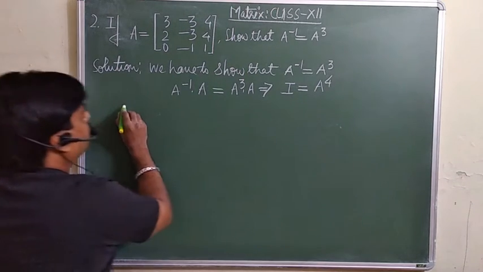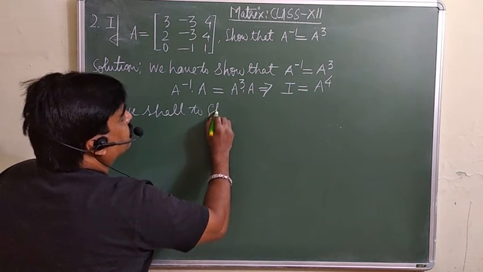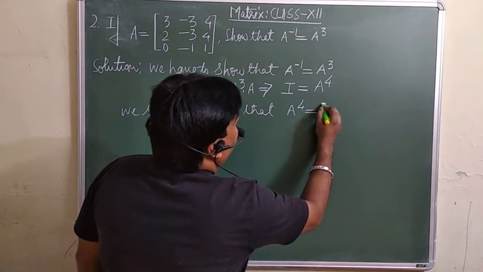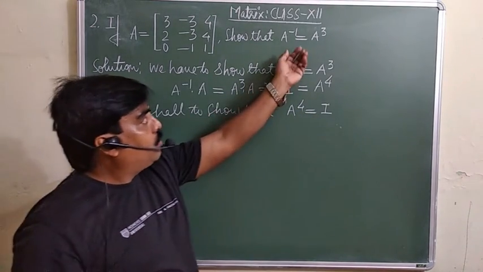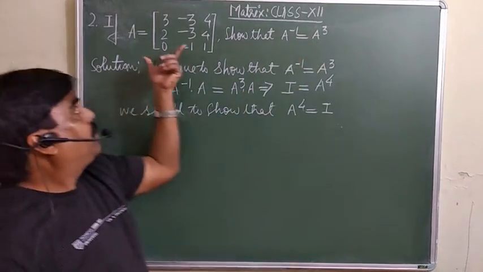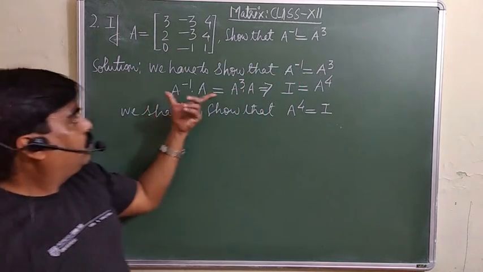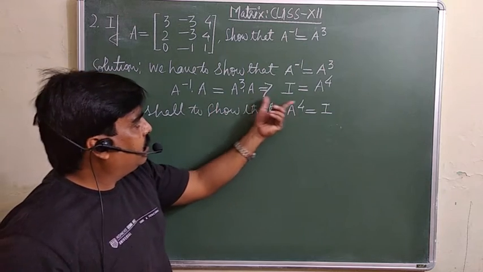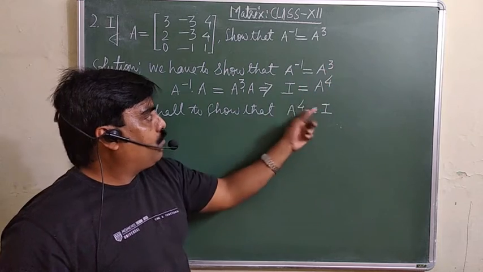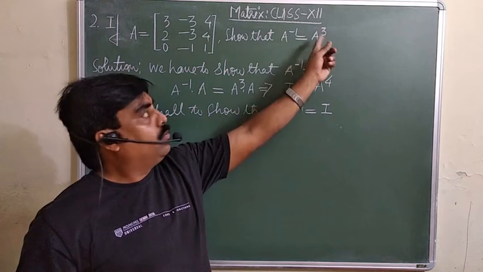It means we shall show that A raised to power 4 is equal to the identity matrix. Otherwise, one more method is there. You have to find the A inverse of this one and A cube separately, A into A into A. You have to multiply that and then show that this is equal to this one. But another way is there. You multiply by A, so you will get this one. I, meaning the identity matrix, is equal to A raised to power 4. So if A raised to power 4 is equal to I, you can show this one only. Then that will give A inverse is equal to A cube.